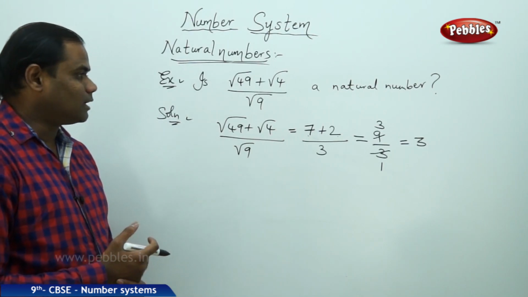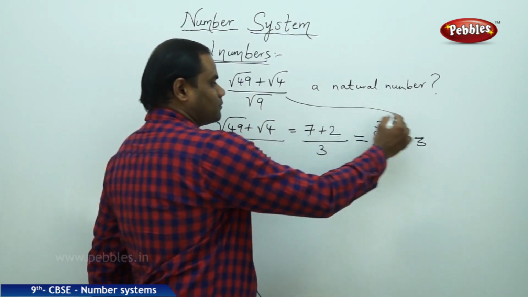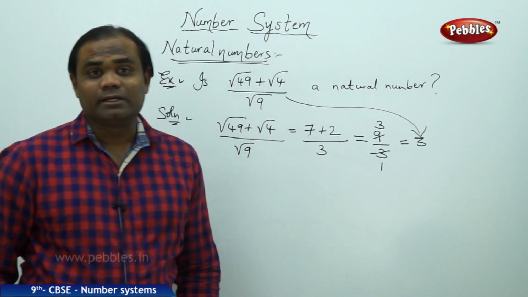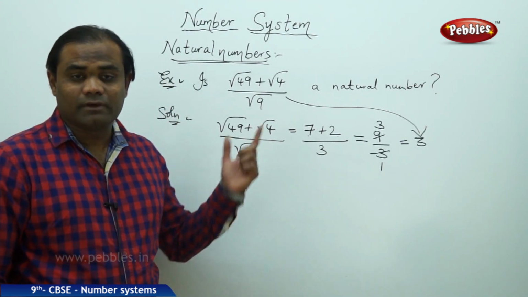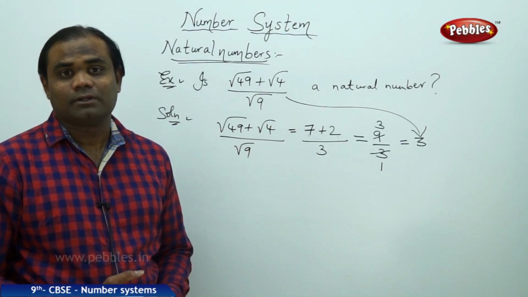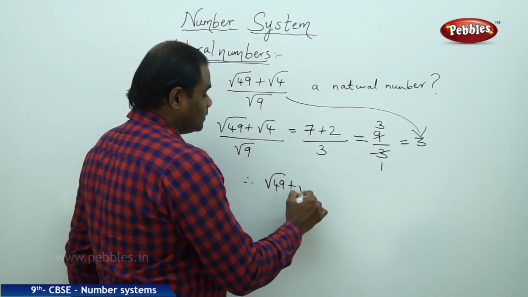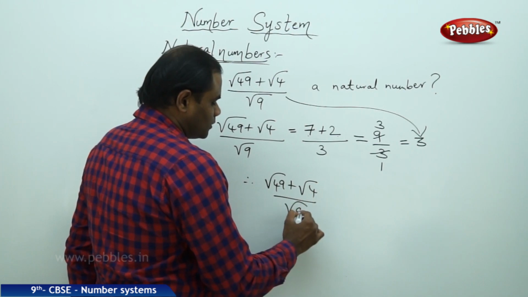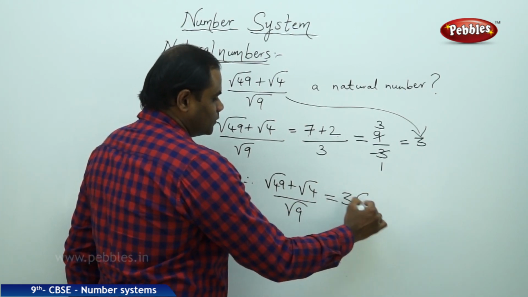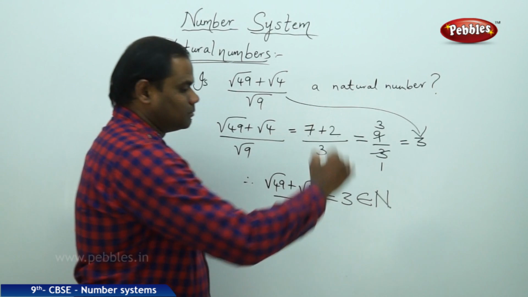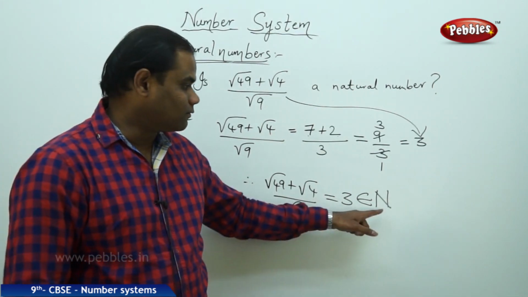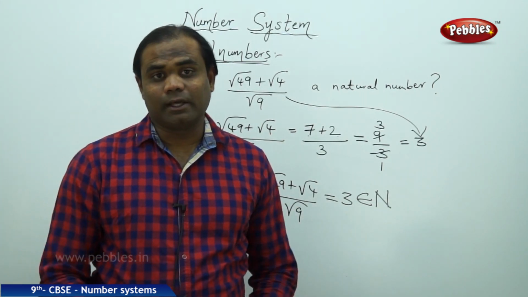So the most simplified answer for this is 3, which is clearly a natural number. Therefore, the given number is a natural number. Root 49 plus root 4 by root 9 is 3, which clearly belongs to the set of natural numbers, capital N.